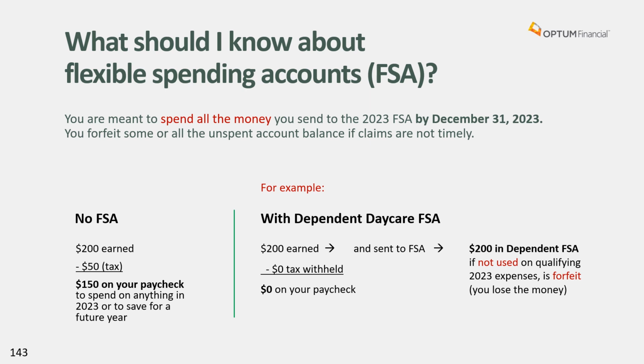You are supposed to spend all of the money that you send into your flexible spending account by the end of your eligibility period, which for our active employees is December 31st. You will forfeit some, if not all, of your unspent account balance if you have not submitted your claims timely.